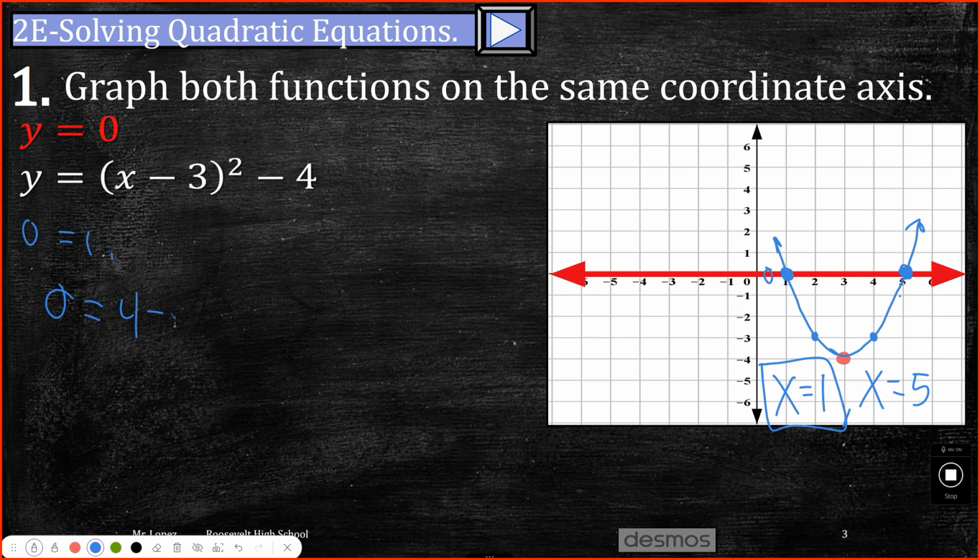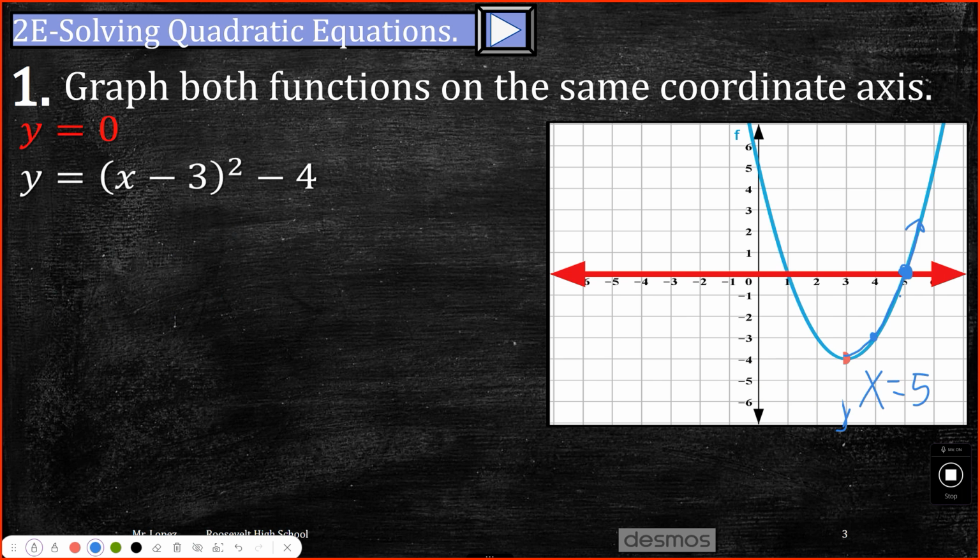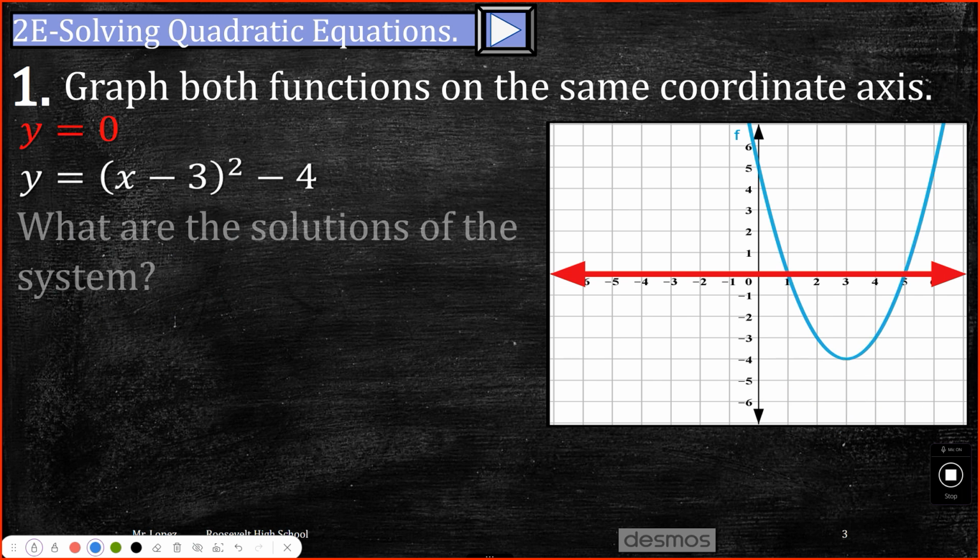Okay, so this is the visual representation of what we're doing when they tell you to solve a quadratic. What are the solutions? Sometimes they call it the solutions of the function or of the quadratic, or they ask what the roots are, or what the x-intercepts are. These all represent the same thing: solutions, roots, x-intercepts. And the solutions are x equal to 1 and x equal to 5.